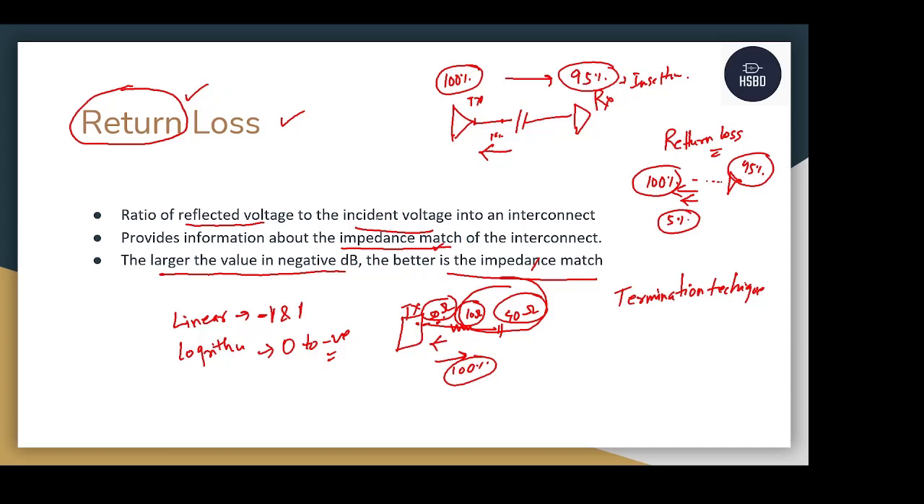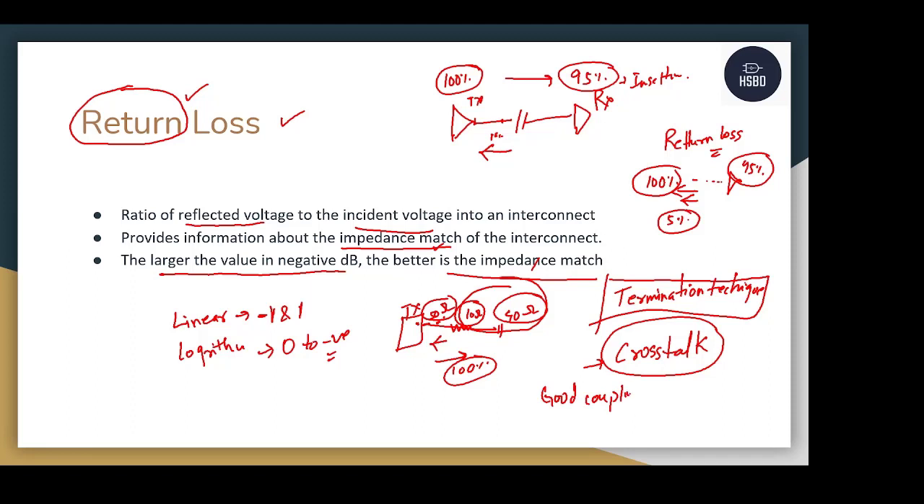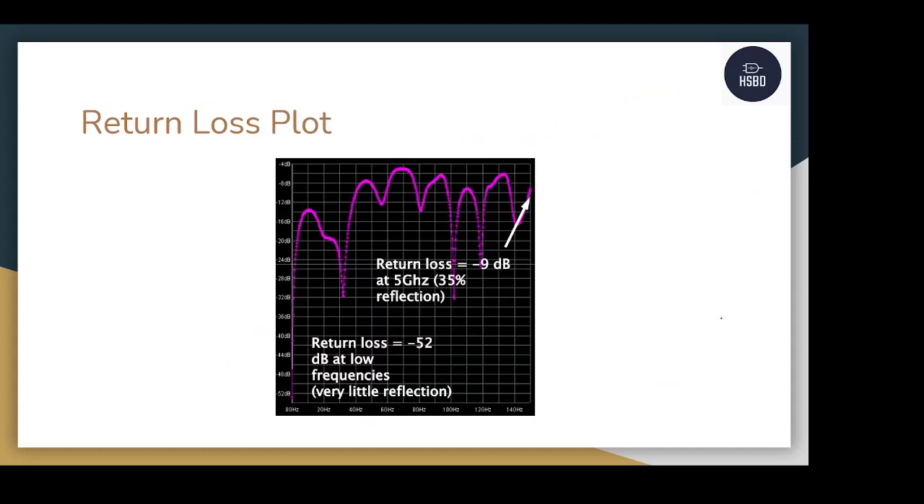In order to reduce the return loss, you have termination techniques, and you will work on reducing the crosstalk. In order to reduce the crosstalk, there should be good coupling. We are planning on preparing a video on crosstalk, and we'll provide that in the I button over here, so you can go through that crosstalk video and it will help you understand what crosstalk is. We have already created one video on termination techniques, and we are planning on creating a video on crosstalk now also.